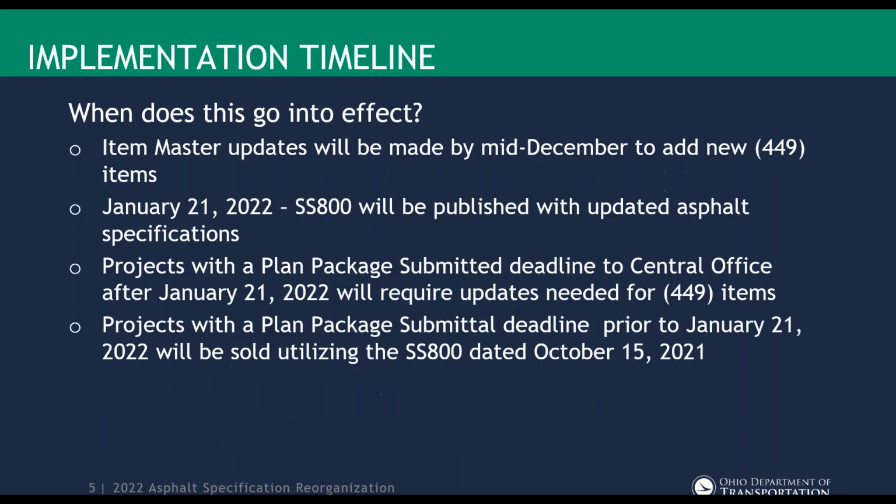So the big question for some is going to be, when does this go into effect? Item Master is currently being updated. Office Estimating is anticipating mid-December that they'll have all the new items added. So those will be set up with all the new parentheses 449 items. Again, some of these items are used relatively frequently, but the vast majority of your items that ODOT sells are going to be density items for most of our projects.